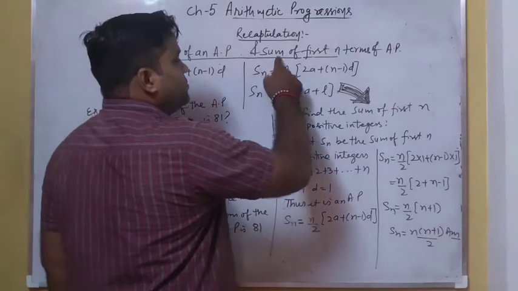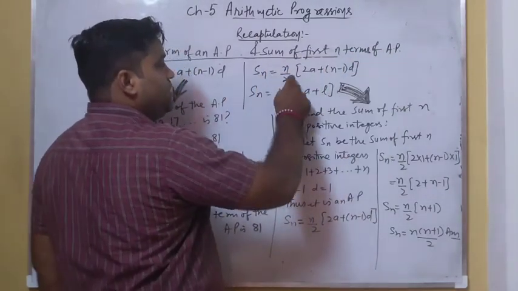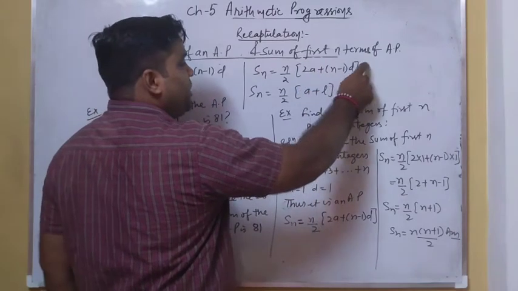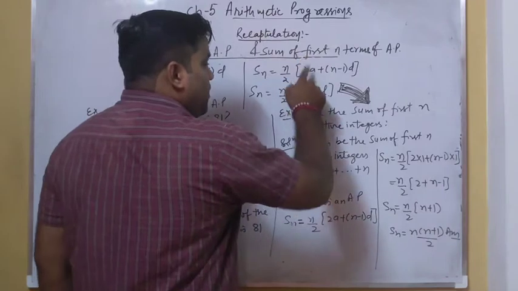Now let us come to the revision of the sum of the first n terms of an AP. It is given by Sn equals n by 2 into (2a plus (n minus 1) into d), or Sn equals n by 2 into (a plus l). Here we have two formulas.